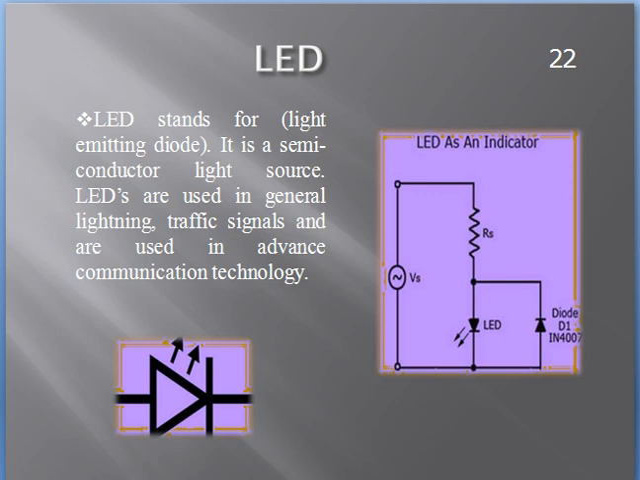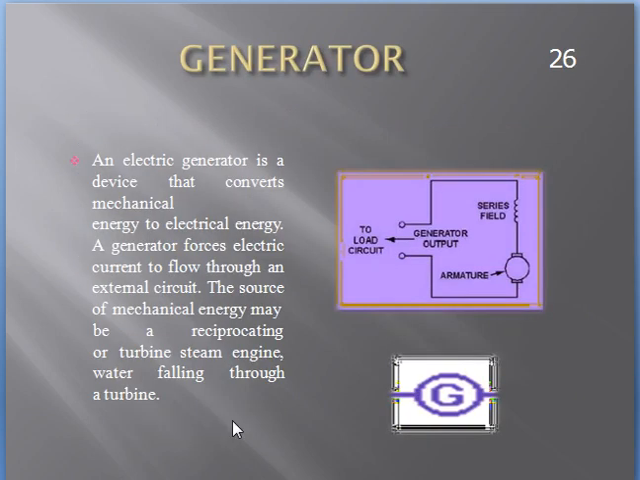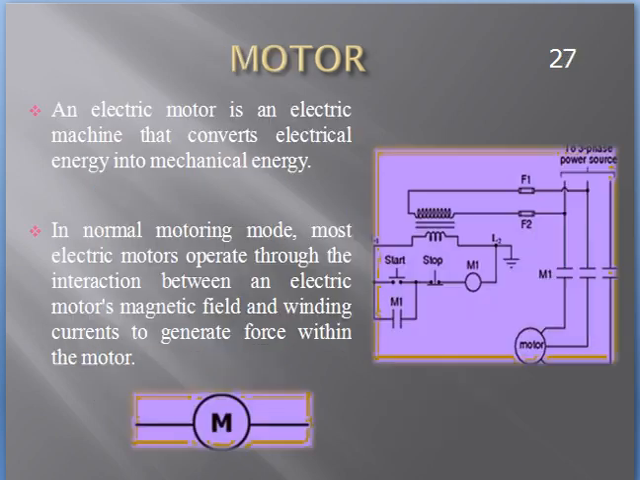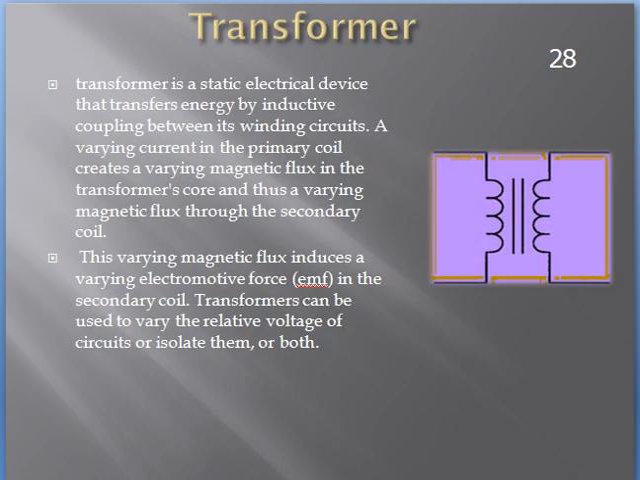Next, we will go for a generator. How to represent a generator? This symbol is used to represent a generator, which is a device that converts mechanical energy to electrical energy. Next, after the generator, how to draw a motor symbol? How to symbolically represent a motor? An electric motor is a machine that converts electrical energy into mechanical energy.